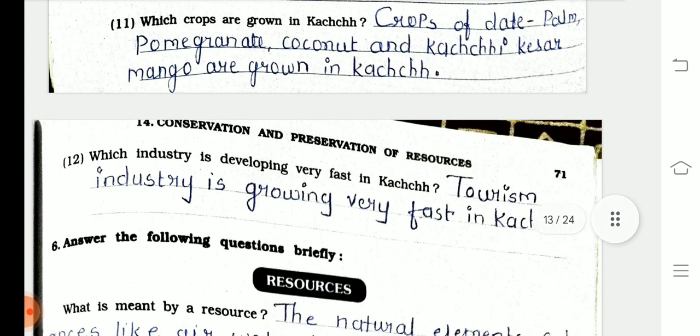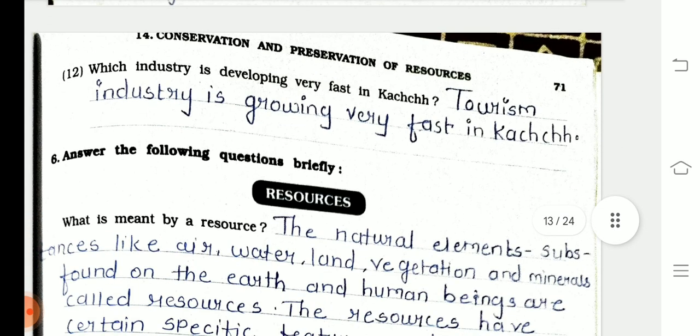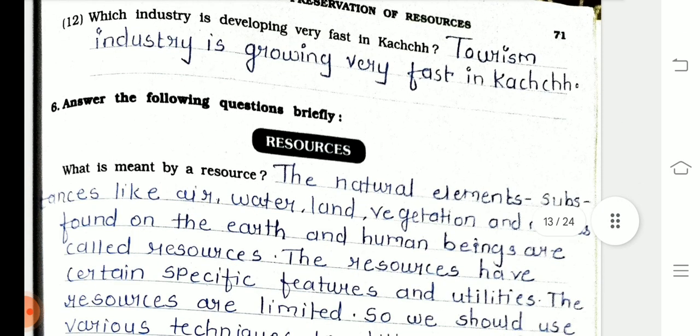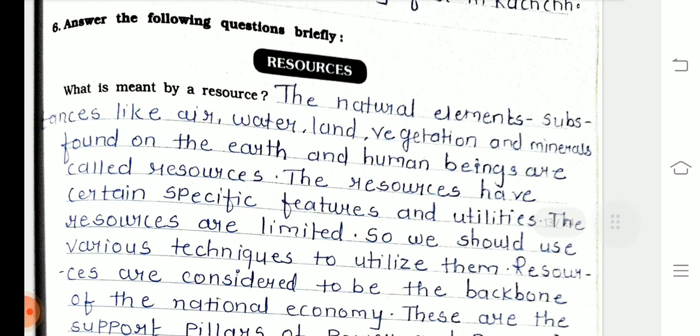Twelfth one, which industry is developing very fast in Kutch? The tourism industry is growing very fast in Kutch. Question number 6, answer the following questions briefly. Resources. First one, what is meant by resources?